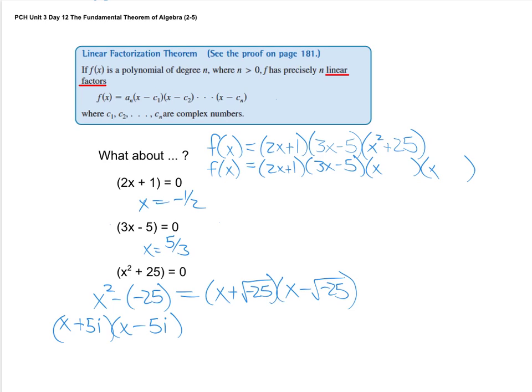So, this actually shows us we can write this as the product of 4 linear factors because the degree is 4. The last two would be x plus 5i and x minus 5i. And this also will tell us what our last two zeros are. What are our last two zeros? X equals plus or minus 5i.